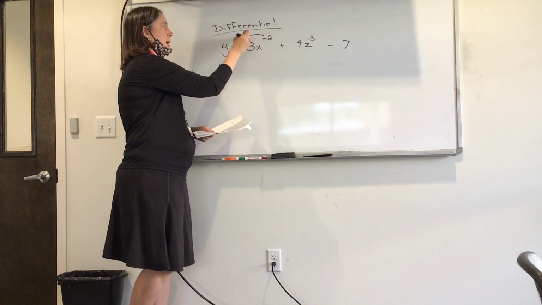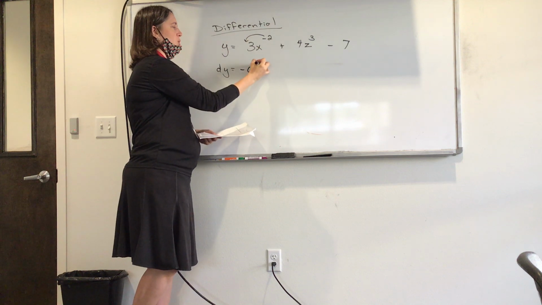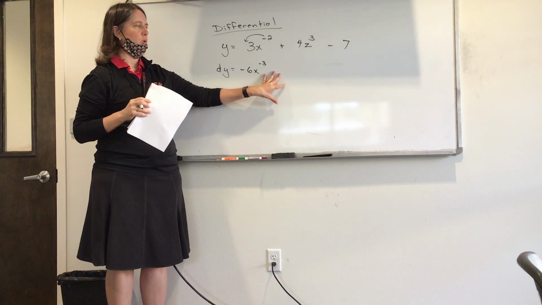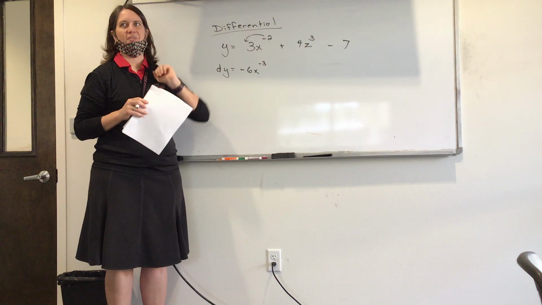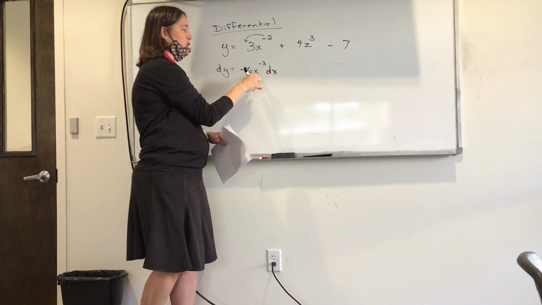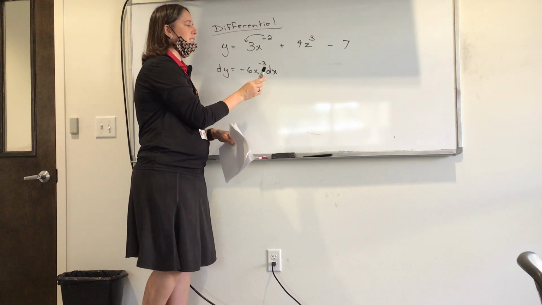Very good. So that's when we drop our exponent down to the front. So negative 6x, then we subtract 1, negative 3. What extra piece do I need to include, Alyssa? Because I'm doing a differential. Dx. So I did the differential with respect to x. That was our variable, so we have a dx.